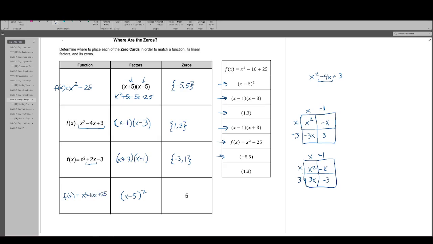Which uses up, well, almost this first one, except we're missing an x here. So x squared minus 10x plus 25, we've also used this. So we filled everything in, and that's the end of today's notes.